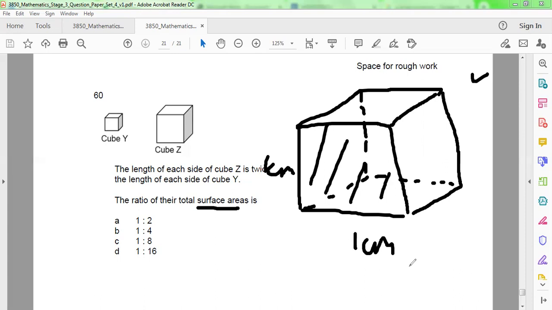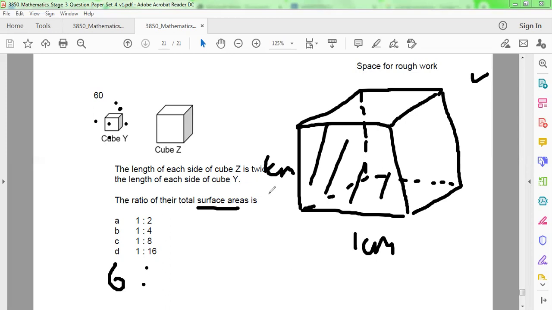How many faces or sides does a cube have? A cube has 6 sides: at the front, at the back, the left side, the right side, top, and the bottom. So that's 6 sides. If one side is 1 centimeter square, the total surface area of the cube would be 6 times 1 centimeter square, which is 6 centimeter square. I just made up a number. I just call it 1.